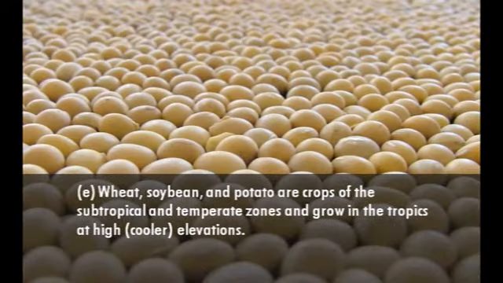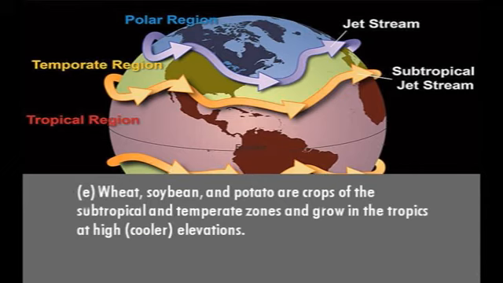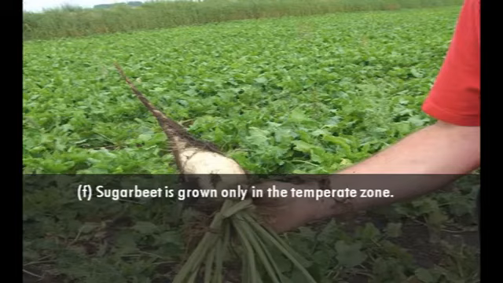Rice is mainly grown in tropical and subtropical zones in the rainy season or with irrigation. Wheat, soya bean, and potato are crops of the subtropical and temperate zones and grow in the tropics at high, cooler elevations. Sugar beet is grown only in the temperate zone.